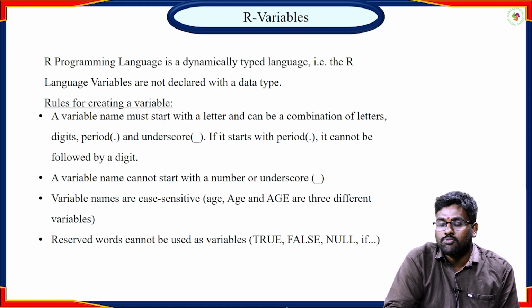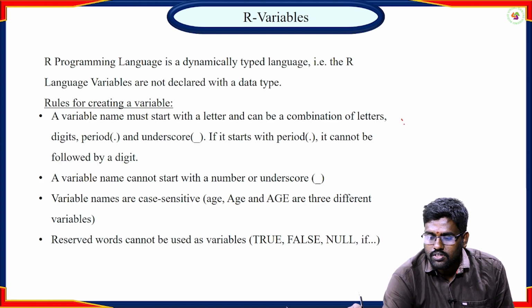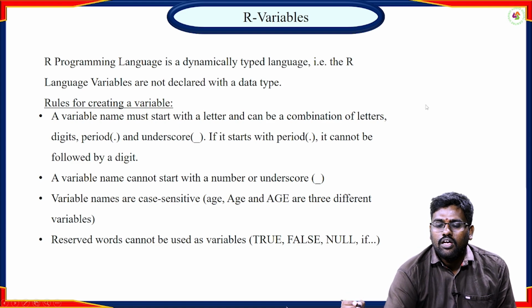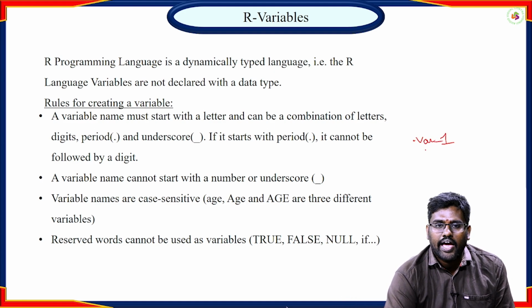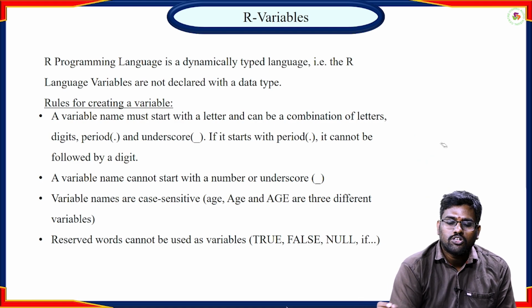It will not accept a dot followed by a number. For example, this is a normal declaration. Second, if the name starts with a dot, like dot var _1, it is allowed. But if you give dot 1 2 like this, it will not be allowed. So that is the second one.